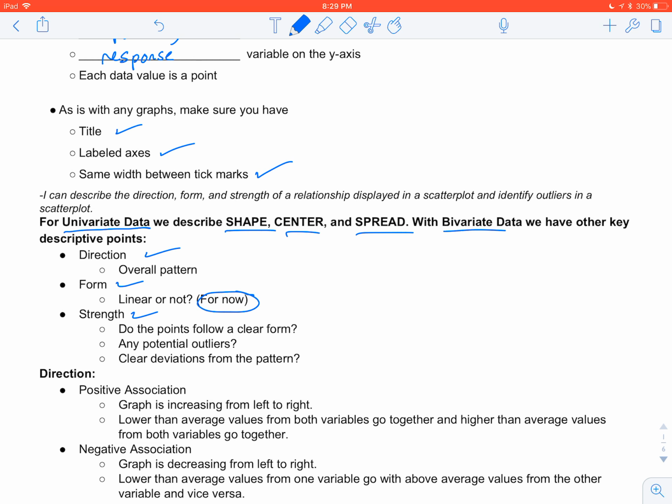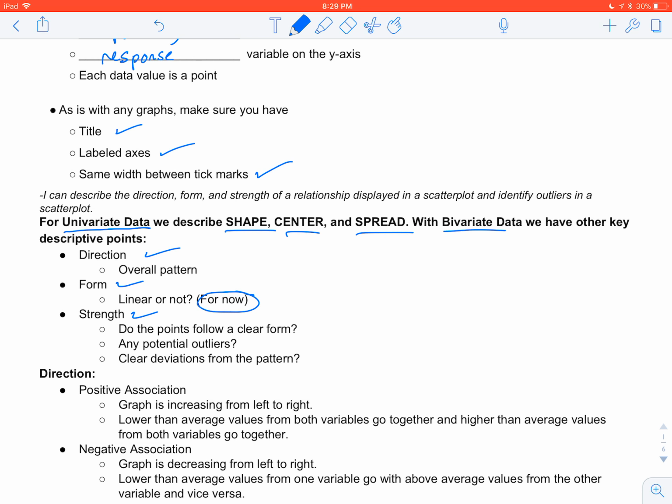And then finally, strength. Do all the points follow a clear form? Are there any potential outliers? Are there clear deviations from the pattern? Is it really tightly bound into a line pattern, or is it kind of spread out like a buckshot? Does it not have any relationship whatsoever? That's your strength portion.